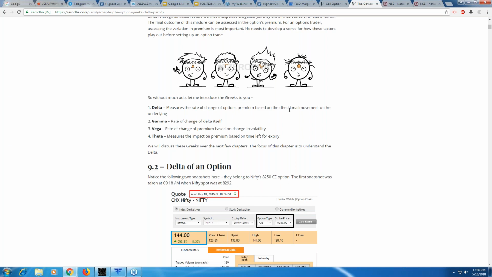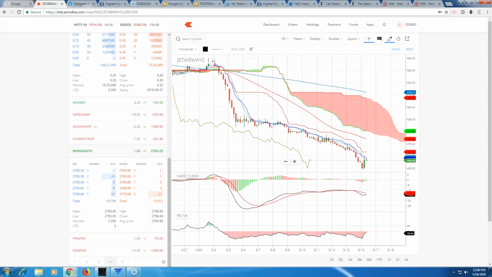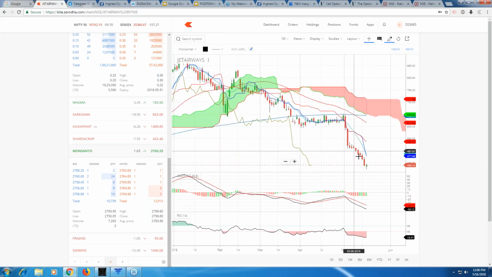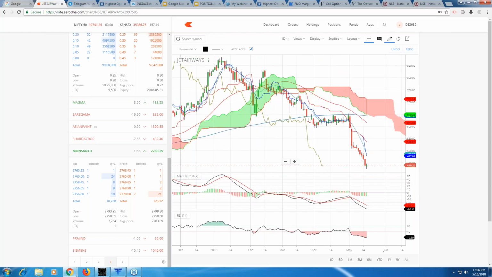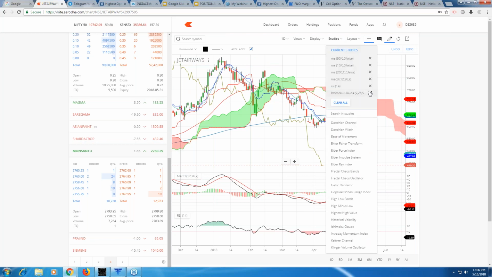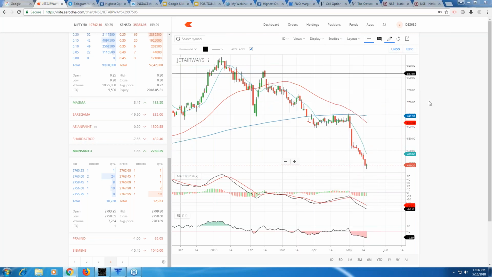So what is delta? Delta measures the rate of change of options premium based on the directional movement of the underlying, right? Let me explain over here what it really means. For example, Jet Airways is falling down, right? So the directional move in the downward direction. There is no momentum happening here. If you can see this place, let me just remove Ichimoku so that you can see it more clearly. Now see here at this place, there is not much momentum happening, right? Now what will happen? Delta will actually give you that the options will not move at all, right?